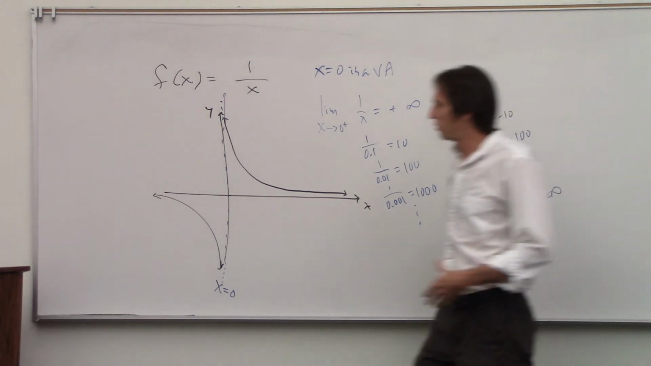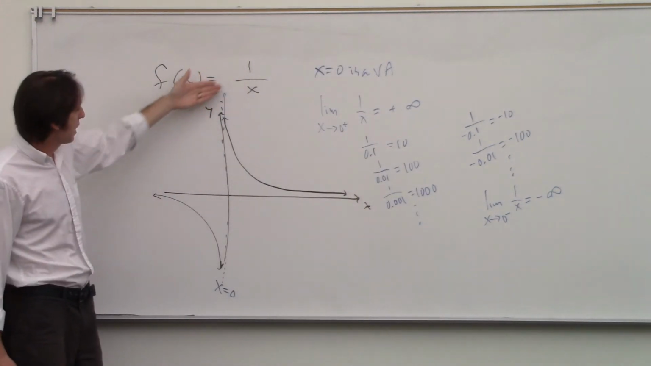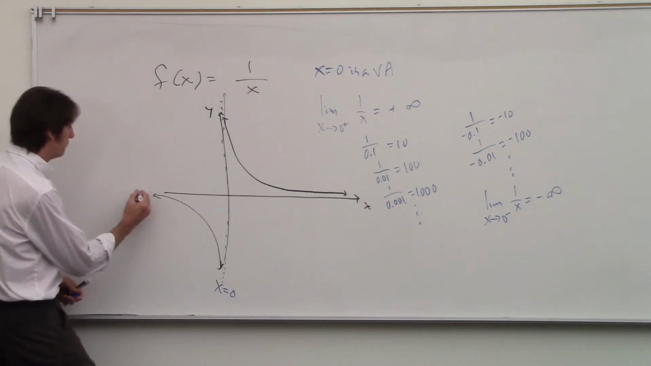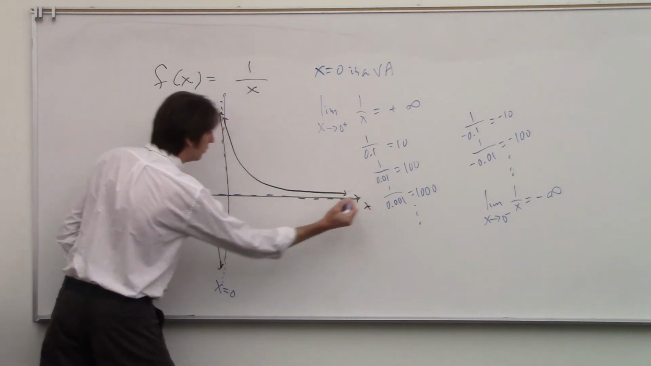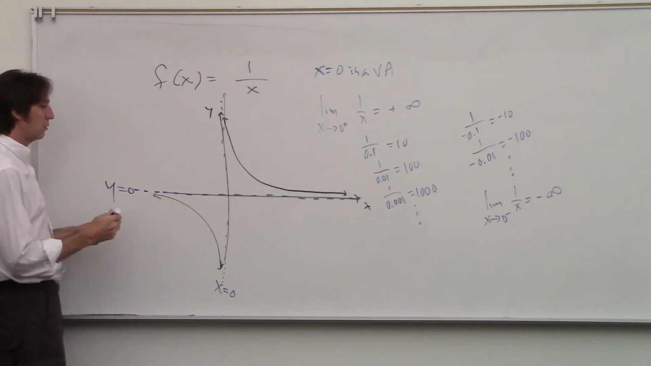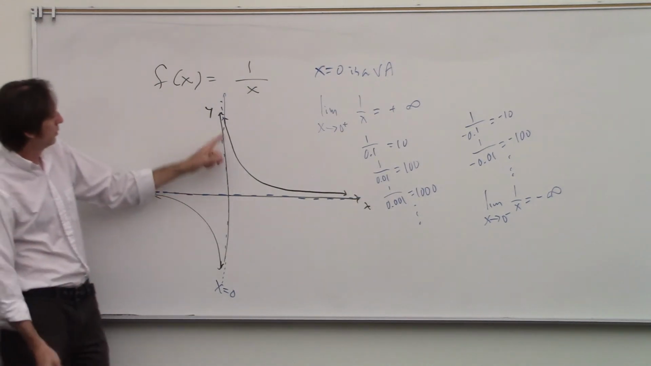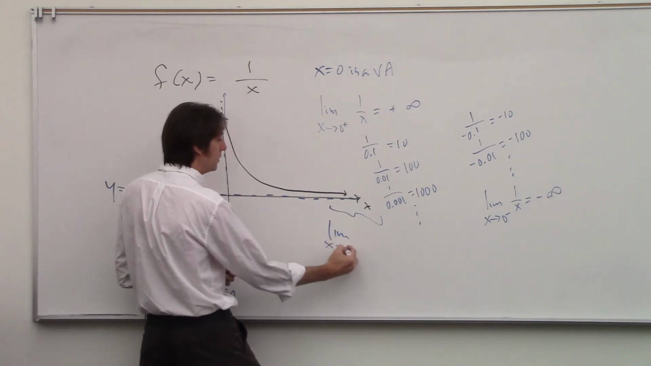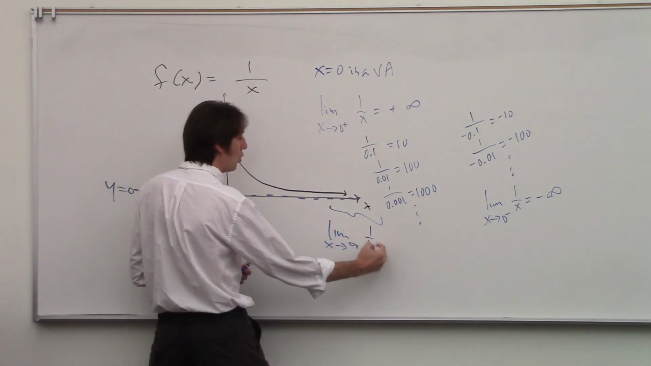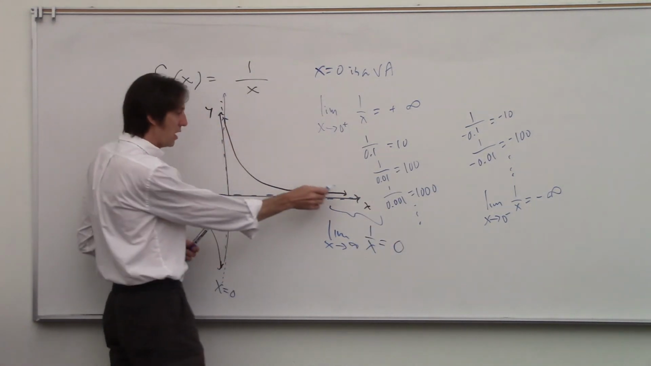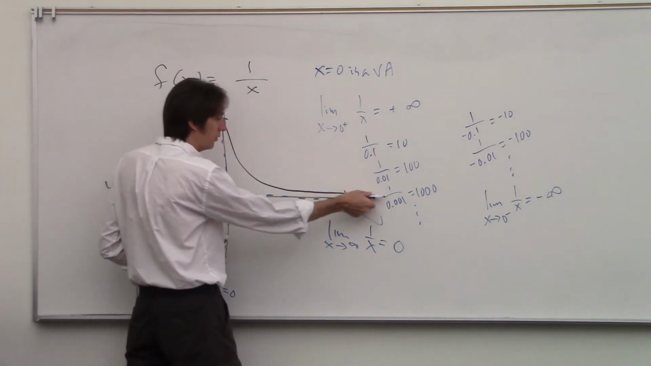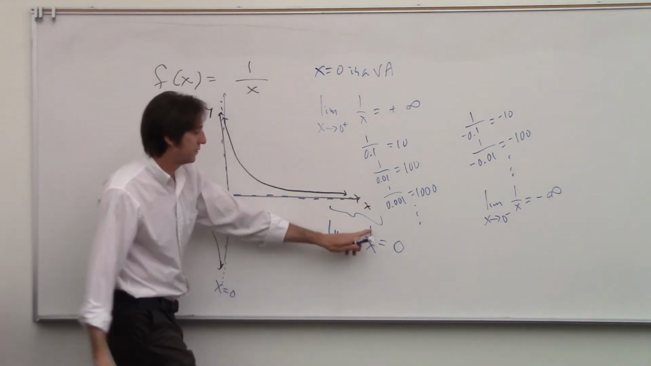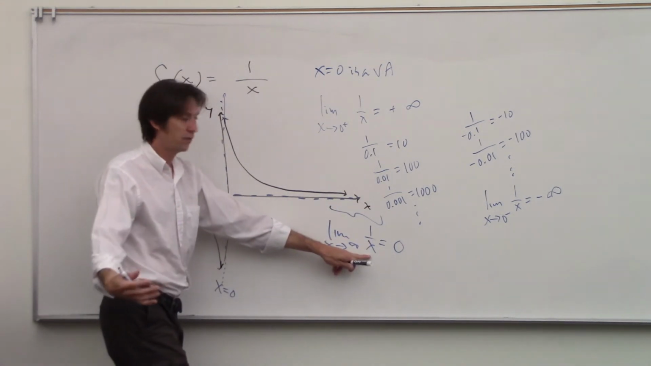Another thing that we should notice about the function 1 over x, or the graph here, is that we have a horizontal asymptote. The x-axis, in other words y equals 0, is a horizontal asymptote. This end behavior out here shows me that the limit as x goes to infinity of 1 over x is equal to 0. My height is getting smaller and smaller, closer and closer to 0, as I go further and further out in the x direction. In other words, when I divide 1 by bigger and bigger numbers, that fraction gets smaller and smaller.